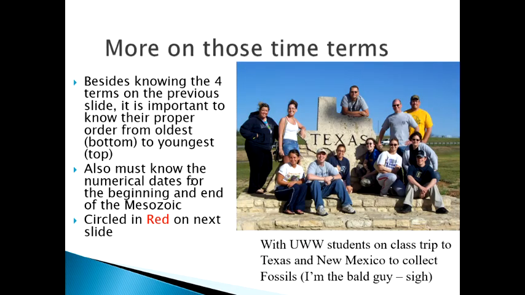More on these time terms. Besides those 4 terms on the previous slide, you need to know their orientation from oldest to youngest. So for instance, you need to know that the Triassic is older than the Jurassic, that the Jurassic is older than the Cretaceous but younger than the Triassic, etc., etc. You also need to know the numerical dates. And so that's going to be in the next slide. We'll talk about it in just a second.